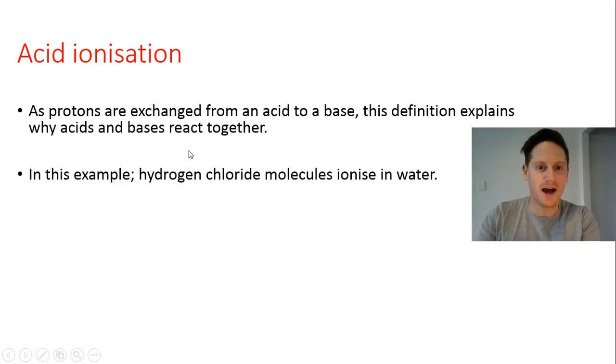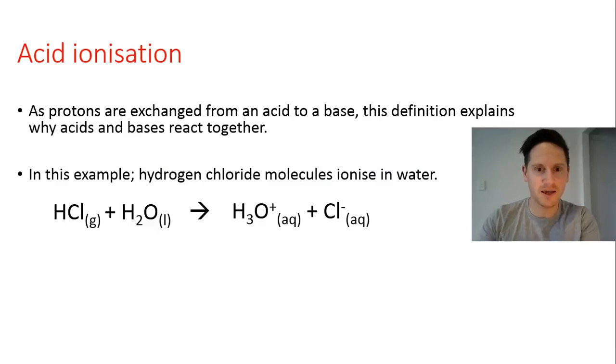An example we're going to look at is a pretty common one. We've got hydrogen chloride molecules, and we're going to show their ionization in water. So here's the equation that I've got. HCl, we commonly represent that as hydrochloric acid, but hydrogen chloride is usually in a solid form or in a gaseous form, and that's either dissolved or bubbled into water in order to produce hydrochloric acid. In this instance we've got gaseous hydrogen chloride and we're bubbling it through liquid water.